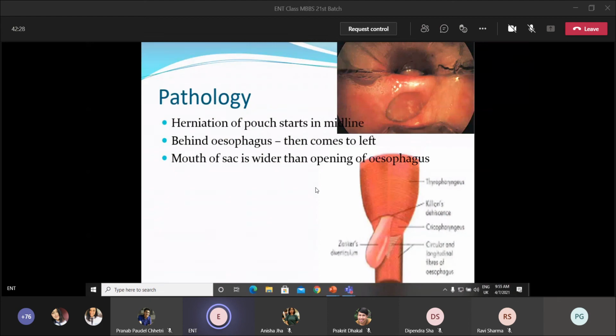And the mouth of sac is wider than the opening of the esophagus. So if you see the top right picture, then the anterior part, that is the esophagus, the one in the upper part, and the posterior, the lower one, what you are seeing is the mouth of the sac, okay, which is wider than the esophagus.